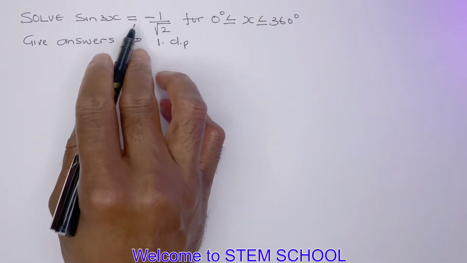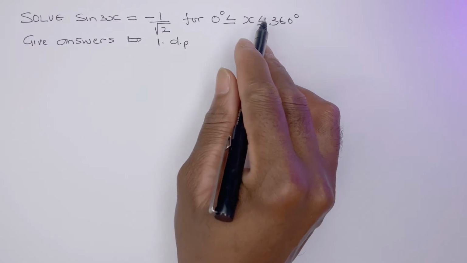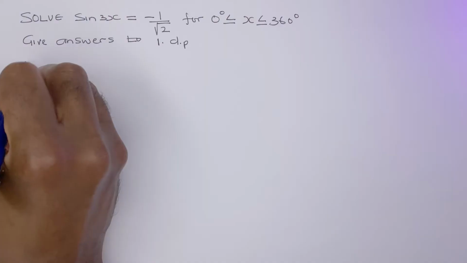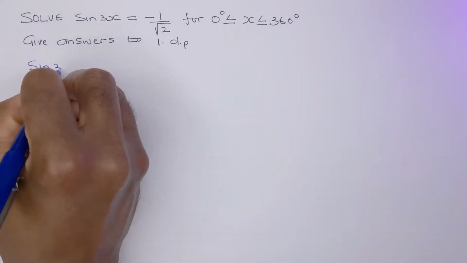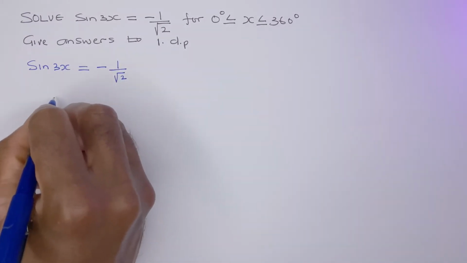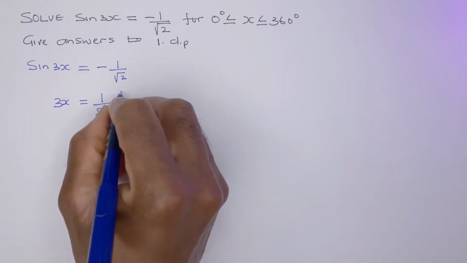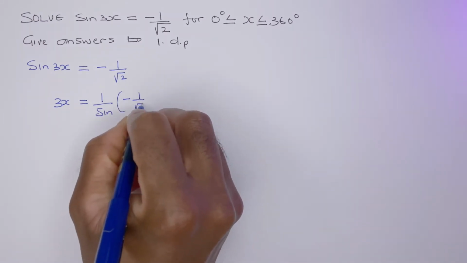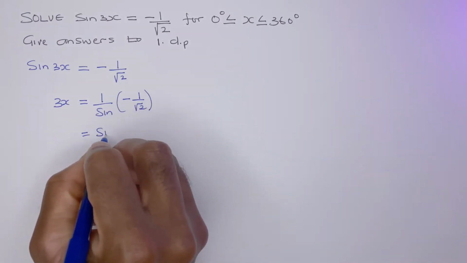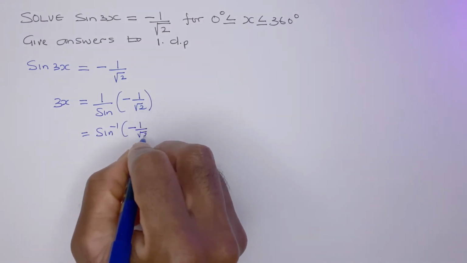Solve sine 3x equals minus 1 over root 2 for 0 degrees less than or equal to x less than or equal to 360 degrees. Give answers to one decimal place. So we know that sine 3x equals minus 1 over root 2. Therefore, 3x equals 1 over sine into bracket minus 1 over root 2. And using the indices, that will be sine to the power minus 1 into bracket minus 1 over root 2.